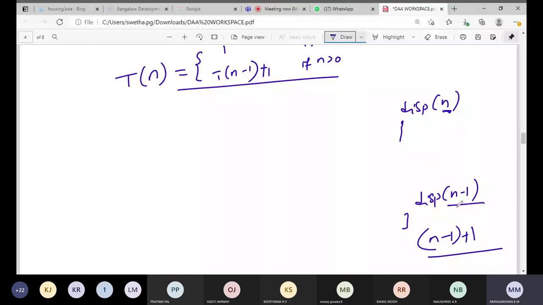This n minus 1 is for this one, plus 1 is for this n. Plus 1 call I will make for n, and n minus 1 calls I will make for display of n minus 1. So hence the total is becoming n minus 1 plus 1. Am I clear?